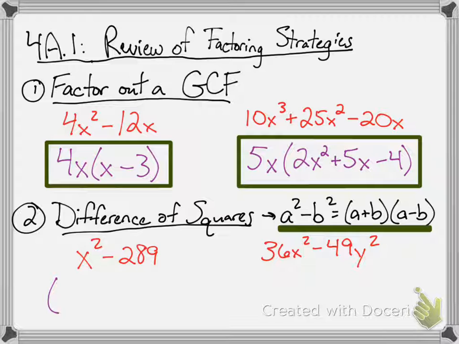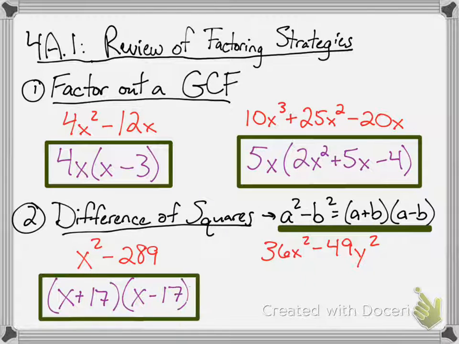Well, first and foremost, x squared, the square root of that would be x. Now we look at 289. We're going to take the square root of 289. It comes out perfectly to 17. So that is a perfect square. One gets a plus, one gets a minus. And the way that we factor it apart is x plus 17 times x minus 17.